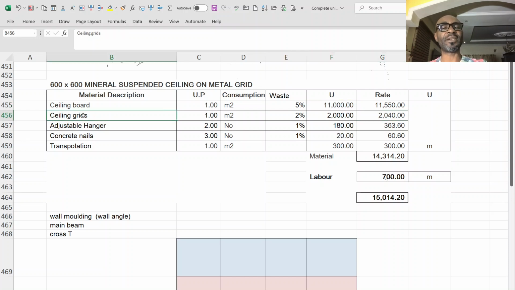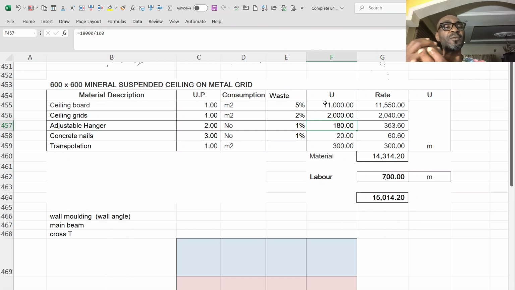So a 5% waste plus 11,000, which is the cost per 1 square meter, gives me 11,500. Then the grid is 2,000 per square meter, because you buy the grid separately and you buy the tiles separately. Like I said, the grids are almost common to all of the tiles. Even a drop tile is placed on the same grid. So with a 2% waste, you have 2,040.